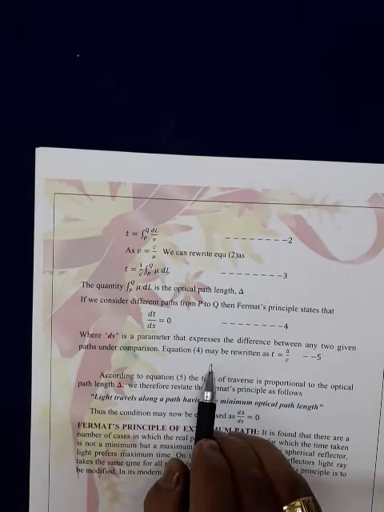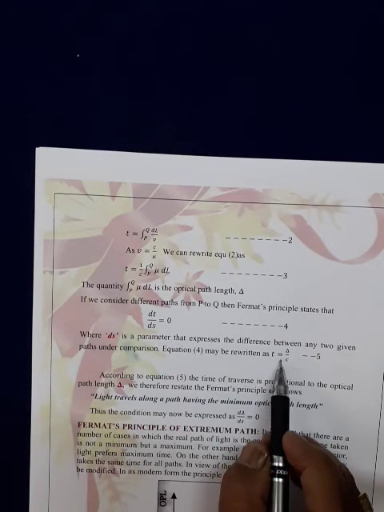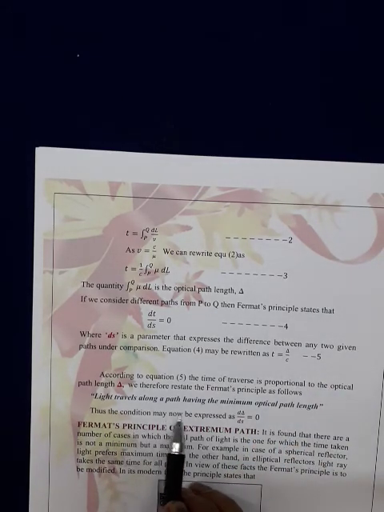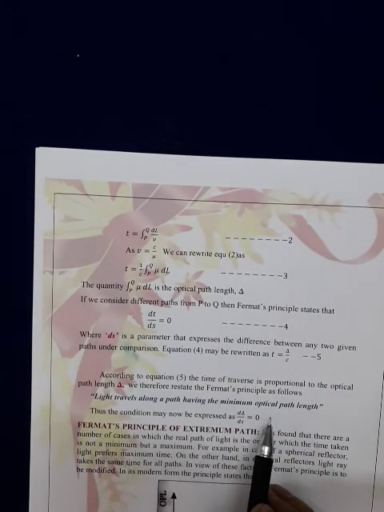Now, if I substitute these values, then I get t equal to optical path divided by c. That is, the light travels along the path having the minimum optical path length.